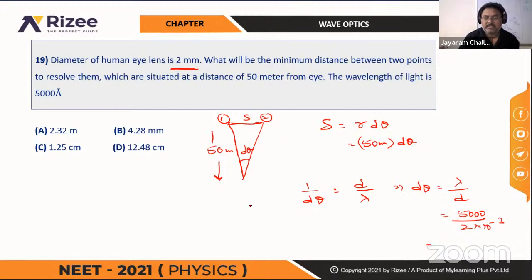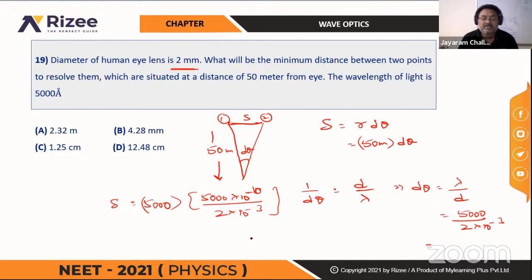When I put this in the S relationship, please. S is equal to R, the distance which is 50 meters or centimeters, into the d theta value. This is going to be 5000 into 10 to the power of minus 10 meters, for angstroms, by small d, which is 2 into 10 to the power of minus 3. Right, sir? So these are your values. We need to substitute them, please. 25 by 2, it should be somewhere around 1.25 centimeters. So this should be your answer.